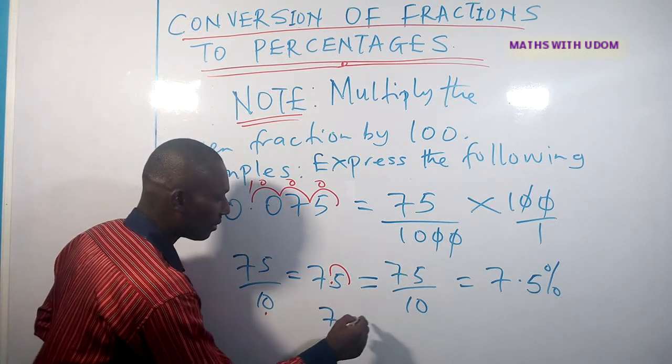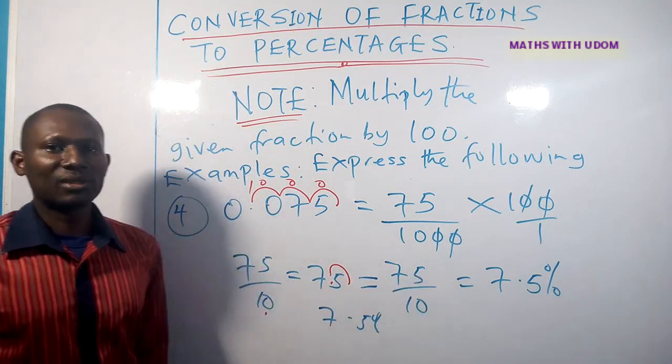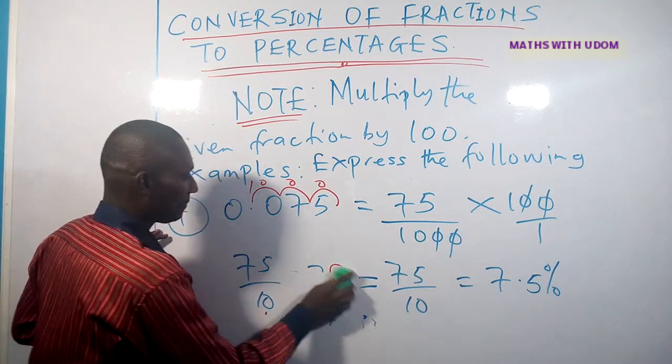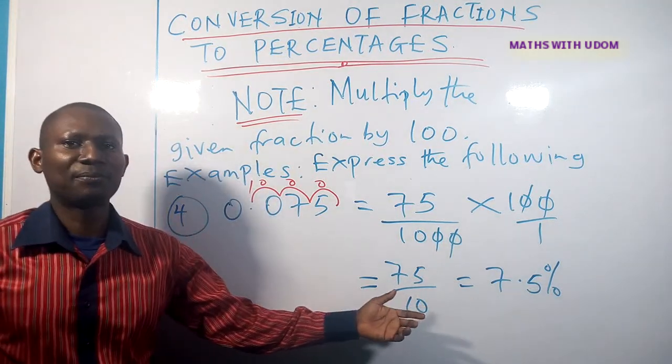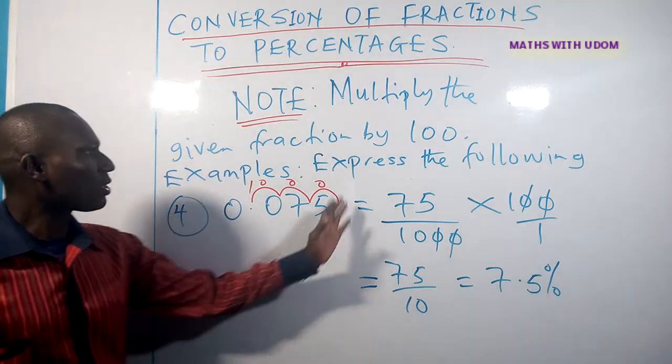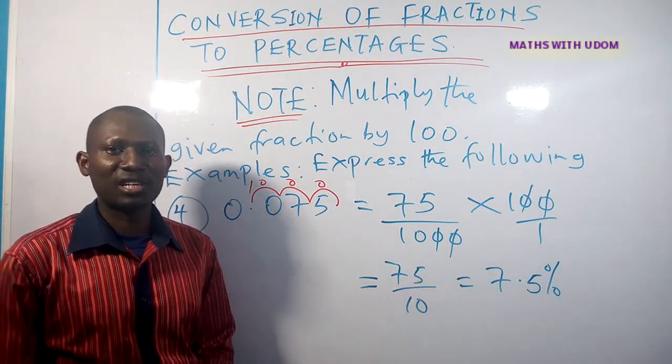Okay? So 7.5%, which is what we have over there. So that is how we got that. Is that okay? Hope that is very clear. Alright. Now we are through with all the examples. Let's move to assignment for today's class.